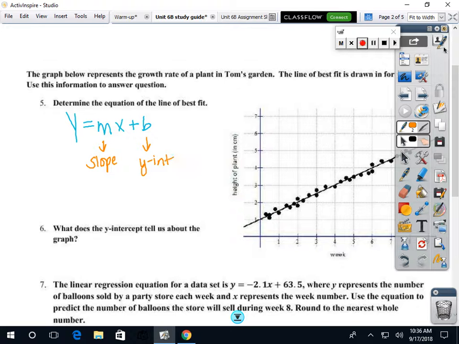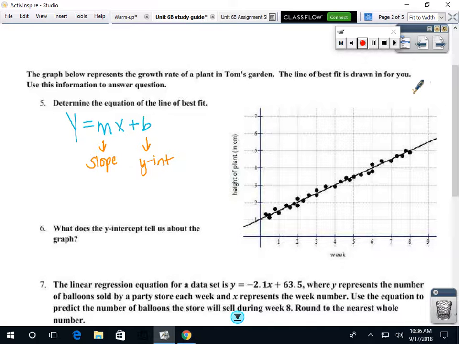Well, out of those two things, which one's really easier? Which one's the easiest one? The y-intercept, right? Because the y-intercept is where the line hits the y-axis. Where does that line hit through the y-axis? Correct. Right there at 1 is the y-intercept. So we can go ahead and replace b with a 1. Now we've got to figure out what number goes in for m.